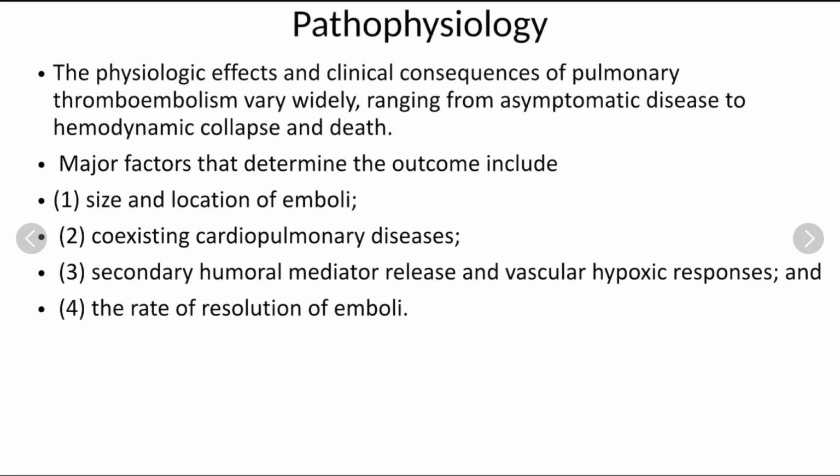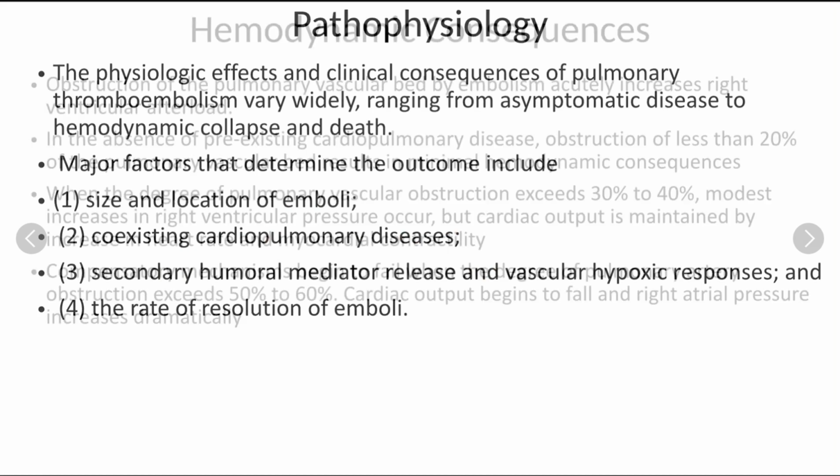Then comes pathophysiology. The physiological effect and clinical consequence of pulmonary thromboembolism vary widely, ranging from asymptomatic disease to hemodynamic collapse, and it can also lead to death. Then they are telling the major factors that determine the outcome. These include the size and exact location of emboli, whether coexisting cardiopulmonary disease is there or not, secondary humoral mediator release or vascular hypoxic response, and the rate of resolution of emboli. So these all are the factors that define the prognosis.